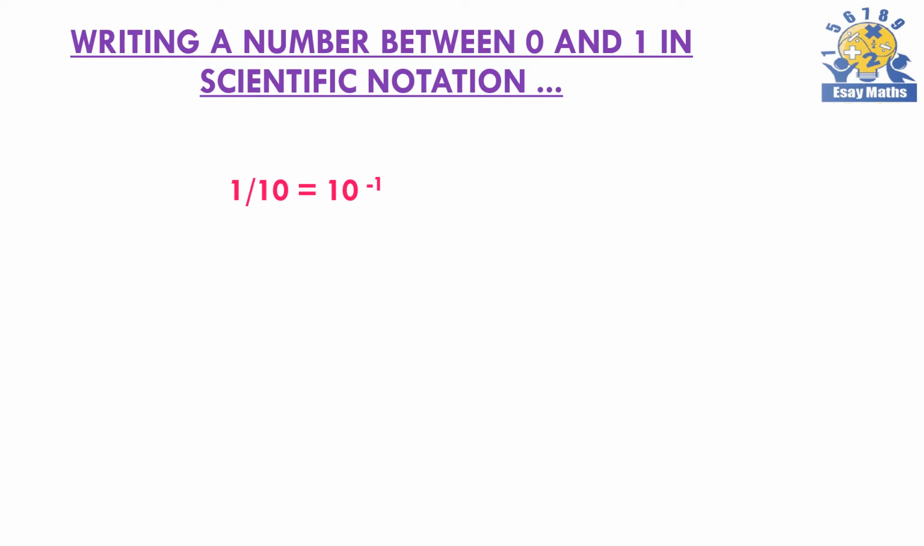1 over 10. It's a fraction. 10 means 10 to the power 1. Then we can express this as a power with a negative index. Therefore you should get the reciprocal of it. Then it's 10 to the power minus 1.